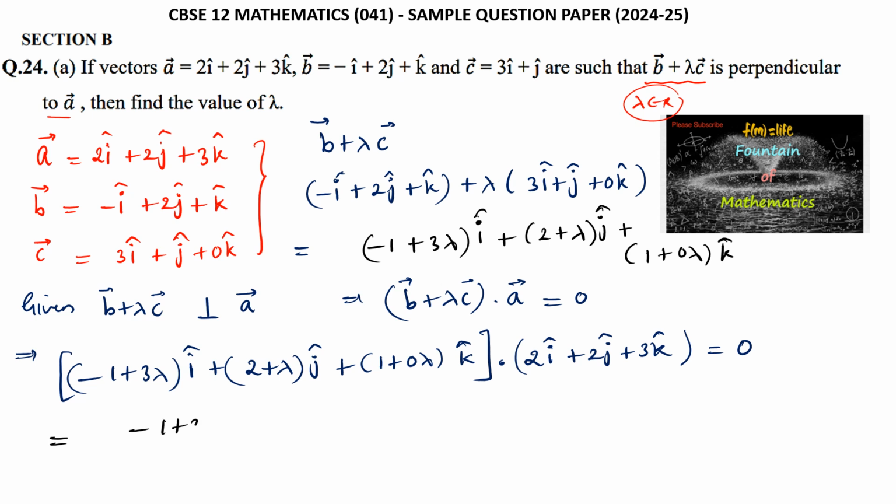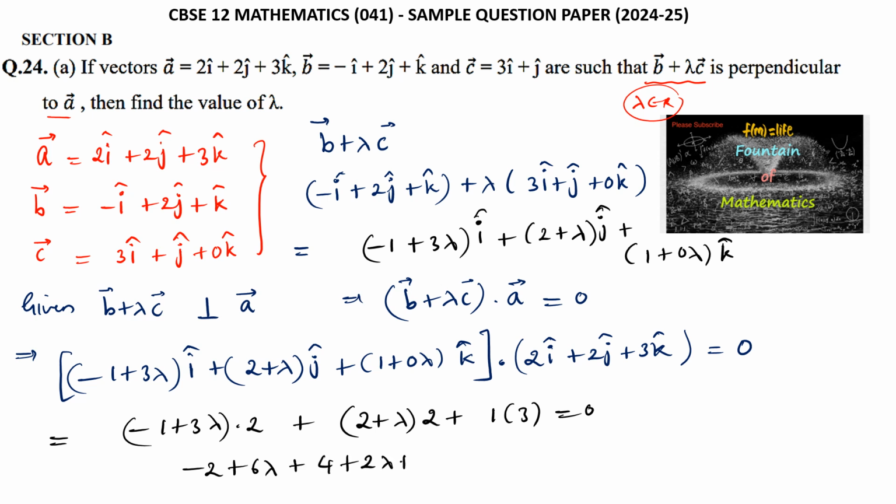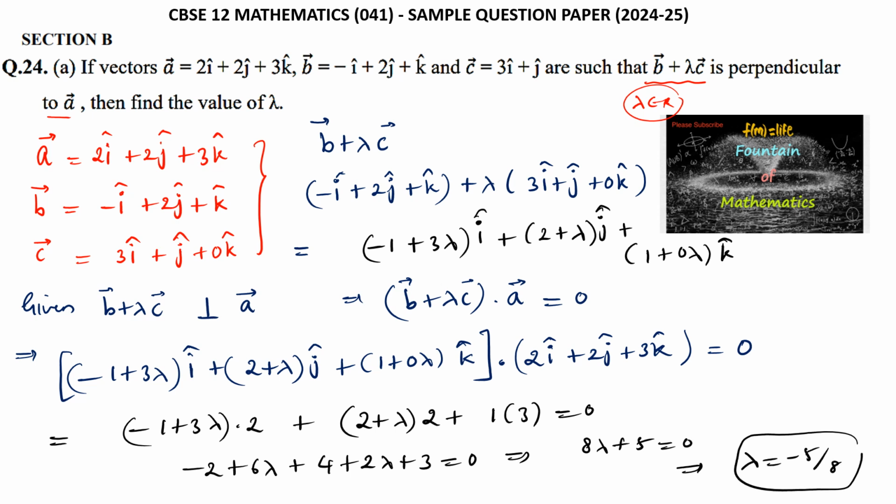So that minus 1 plus 3 lambda into 2, plus 2 plus lambda into 2, plus 1 into 3 is equal to 0. So we can write here minus 2 plus 6 lambda, plus 4 plus 2 lambda, plus 3 is equal to 0, or we can write 8 lambda, 4 plus 3 is 7, 7 minus 2 is 5, is equal to 0. So lambda is equal to minus 5 by 8. So minus 5 by 8, some real number, some constant. This is the answer.